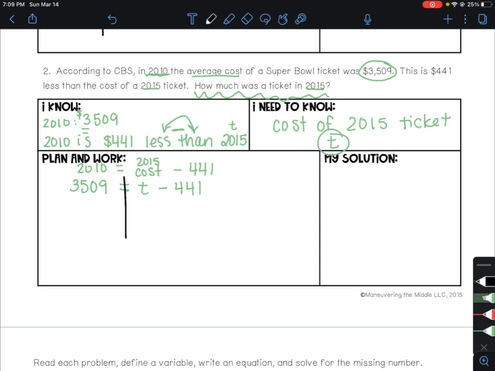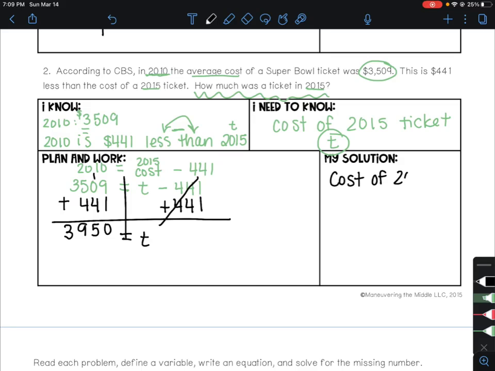Okay, now we can solve it. On the side with the T, I see minus 441. So I'm going to add 441, the inverse. Do it on the other side as well. Draw your line across. Minus and plus, that makes a 0. We just have T. We can add this up. We're going to get $3,950 equals T. So cost of 2015 ticket, $3,950.